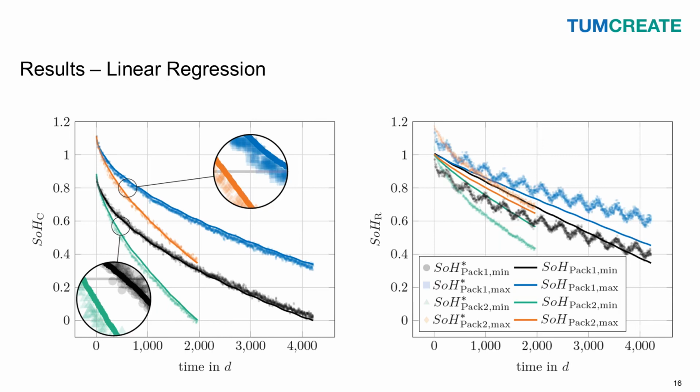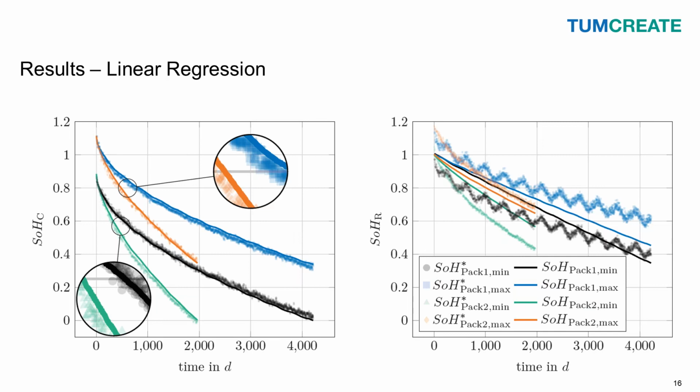One where the battery pack is used less and aged slower. These are the blue and black lines, which indicate the maximum and minimum SOH of the battery pack. And the orange and green lines represent a battery pack which aged quicker, which you can see on the left side. The SOHC reached 0 at roughly 2000 days in, while the black and blue battery pack lived quite longer.